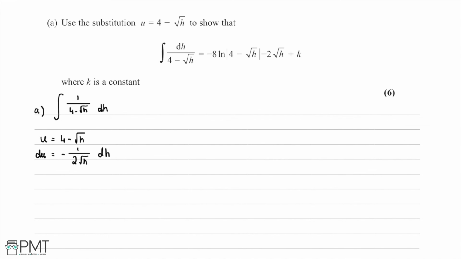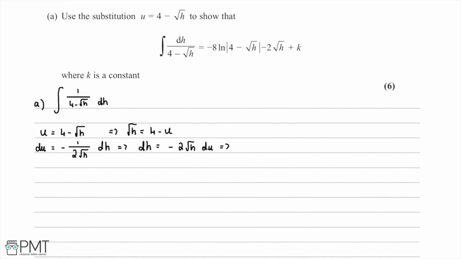And therefore we can also rearrange this first line here, and we can write that the square root of h is going to be equal to 4 minus u. So now we want to rearrange this for dh, so we can therefore say that dh is going to be equal to negative 2 root h du. And what we notice is we have an expression for dh, which can be substituted into our equation here. But then we also know what root h is in terms of u.